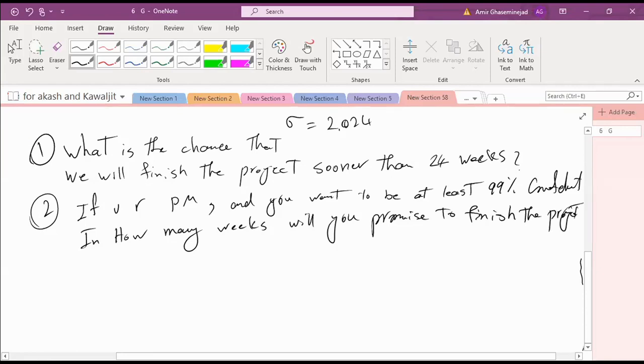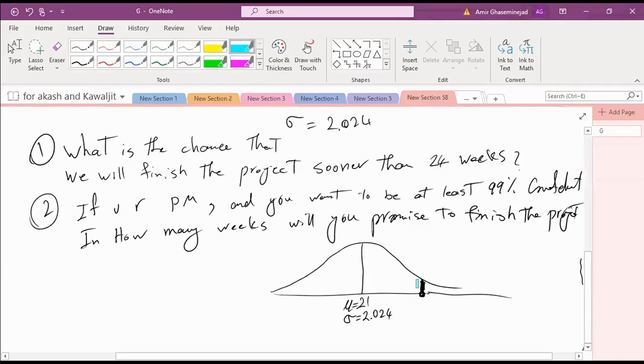Okay, so again, we think about what we know. We know that the project expected completion time is 21, with a standard deviation of 2.024. And now, in this question, we know the area that we want to cover. We want all of the possibilities up to the week that we promise. We're going to promise here, and we want that promise to cover 99% of all of the possibilities. We want to promise something that what will happen will be before that 99% of the time. So this area is 0.99.